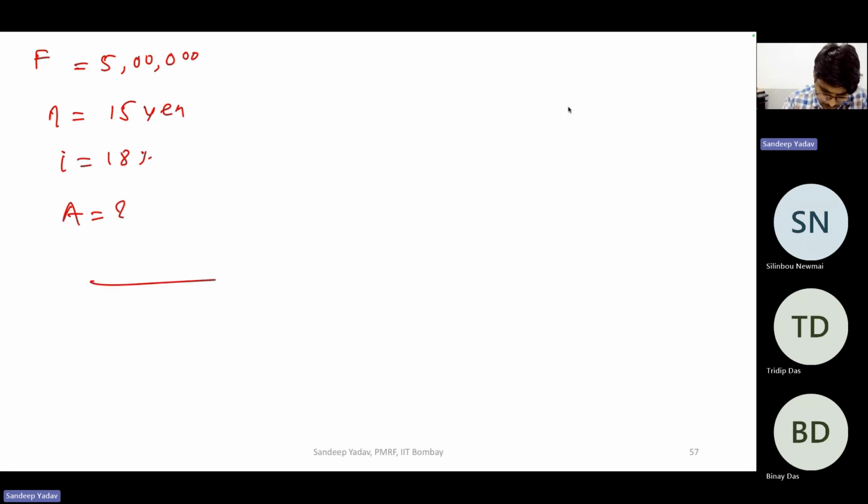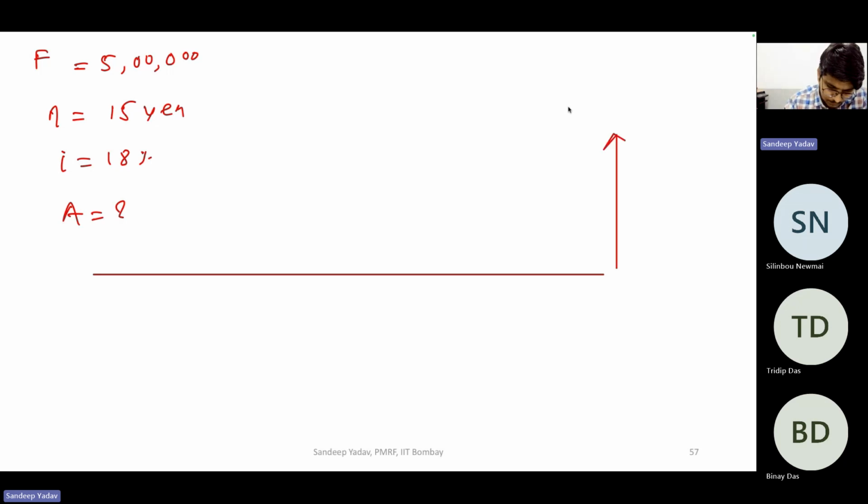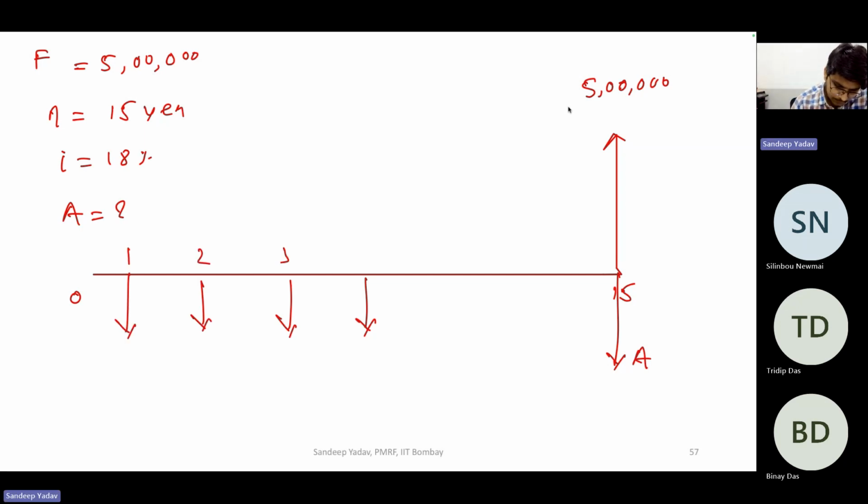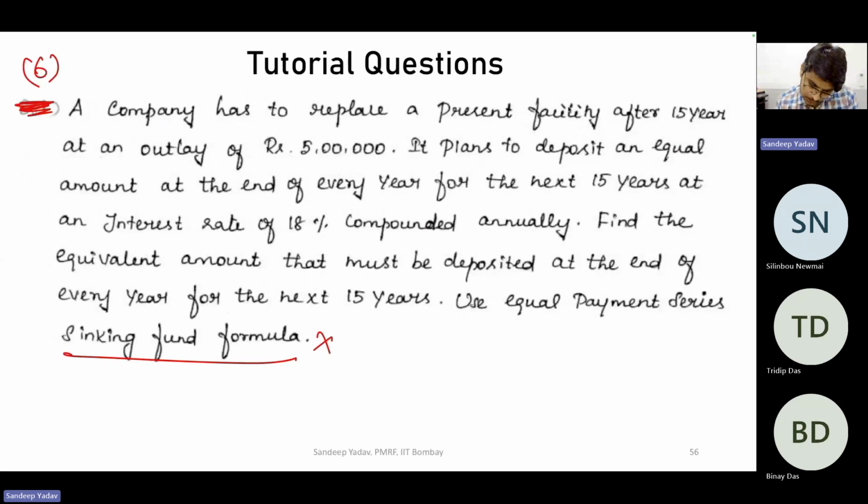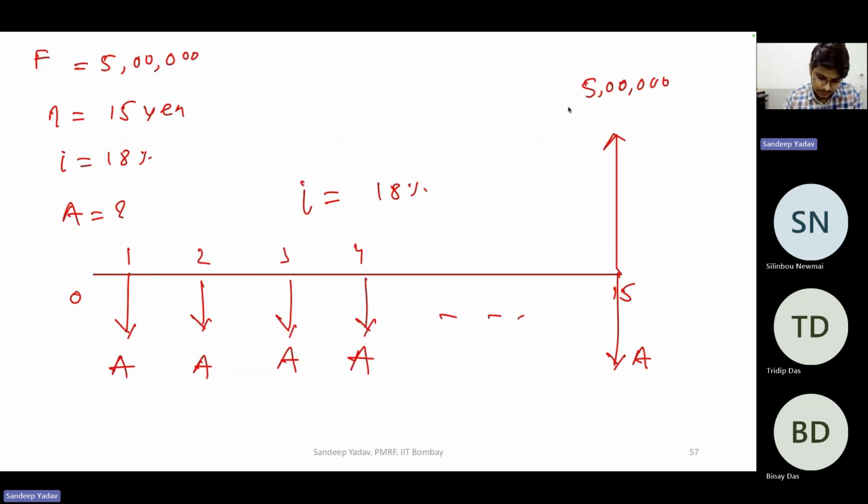Similarly, in this question, if you draw the time value of money diagram, it will be on the opposite side, because we are giving A from the opposite side: we have a present facility and after 15 years we have to calculate. That's why we are drawing it this way. So at the 0th year we have to calculate, this is the 15th year, so that's around 5 lakh rupees. That will be A, the equal payment series, years 1, 2, 3, 4. Interest rate is 18%. It says use the equal payment series, so we are not considering the compounding.